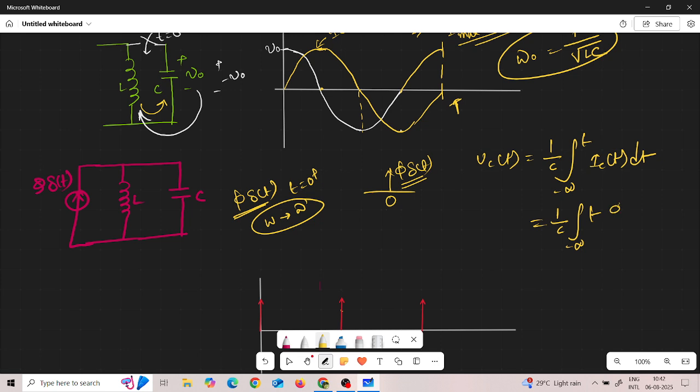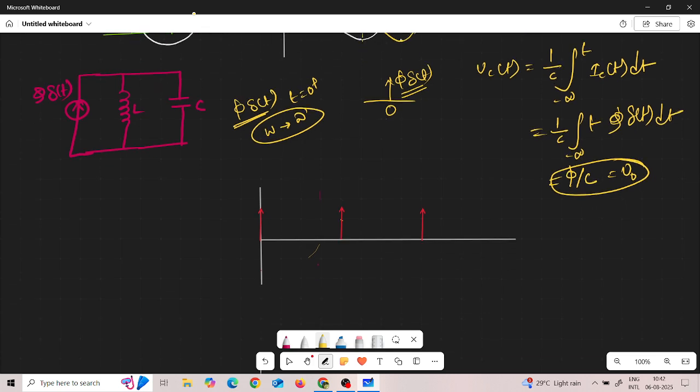Here ic is q delta t, sorry, q delta of t dt. So it becomes q by C. So the problem is kind of similar. Here V naught is q by C. Then the rest of the things are similar.